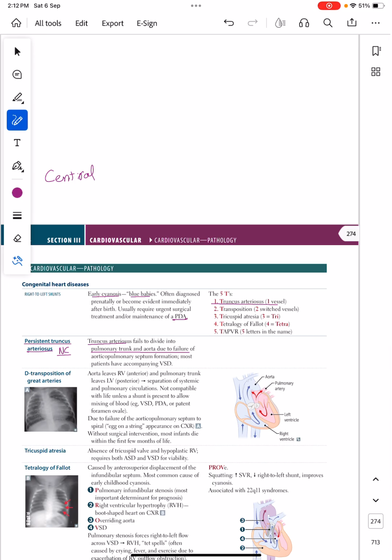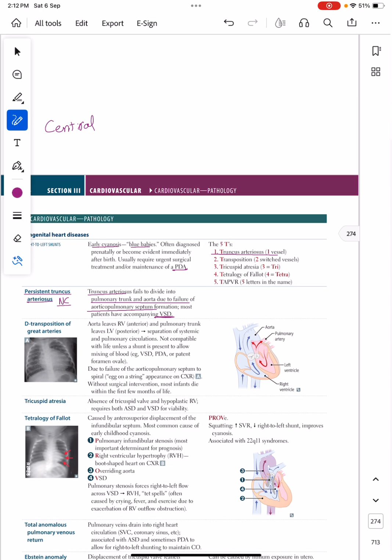Due to failure of the aorticopulmonary septum formation, most of the patients also have an accompanying VSD. So the truncus does not divide into these two structures. It does not give rise to a separate aorta or a separate pulmonary trunk, due to which the blood mixes, and it is also associated with a VSD. It is usually related to maternal diabetes, and transposition of great vessels is also related to maternal diabetes.